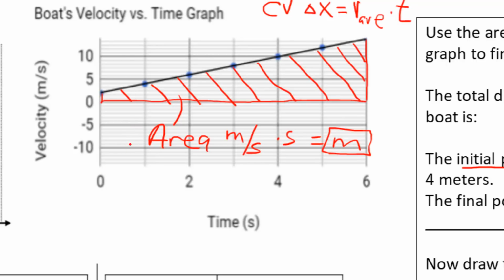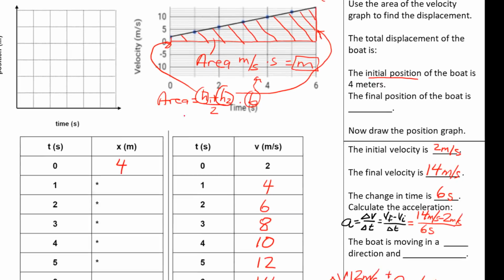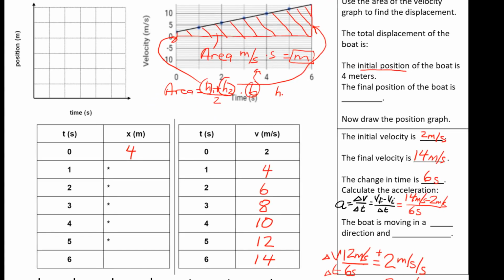Now this trapezoid has a little more difficult formula than the area of a triangle, but we know that the area of a trapezoid is equal to height 1 plus height 2 divided by 2. That actually gives us our average height times the base. In this case, our height 1 is the height over here. Height 2 is the height over here. And our base is the time. Let's go ahead and figure this out. Height 1, we can see from the table, is 2 meters per second.